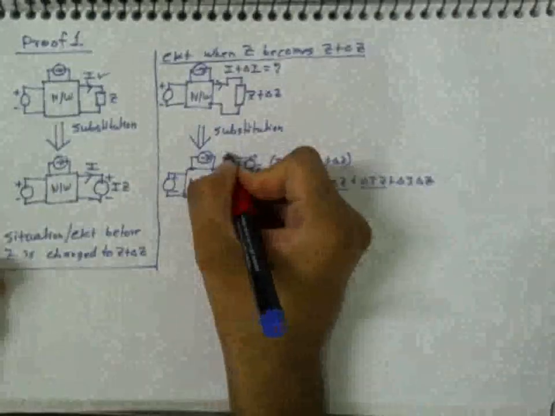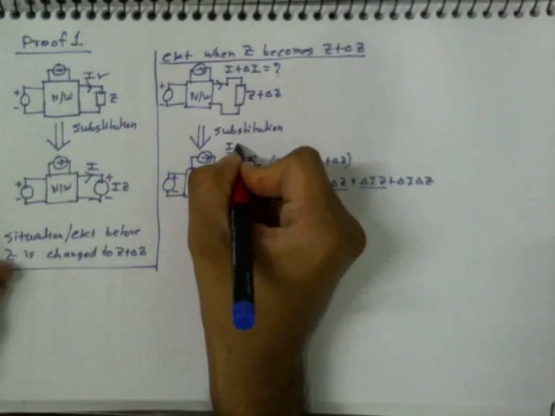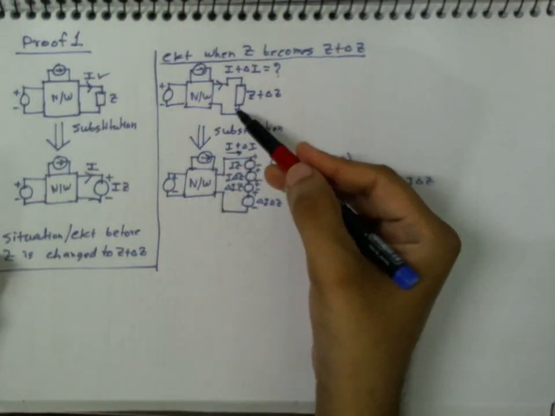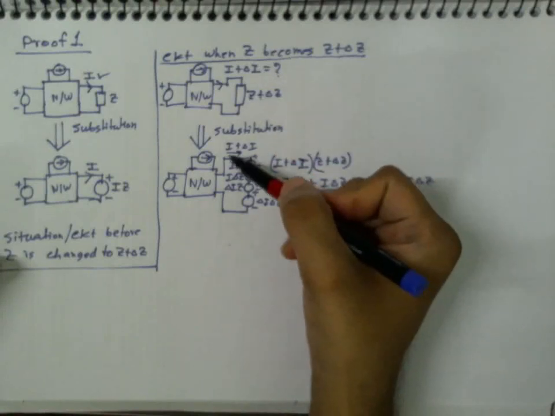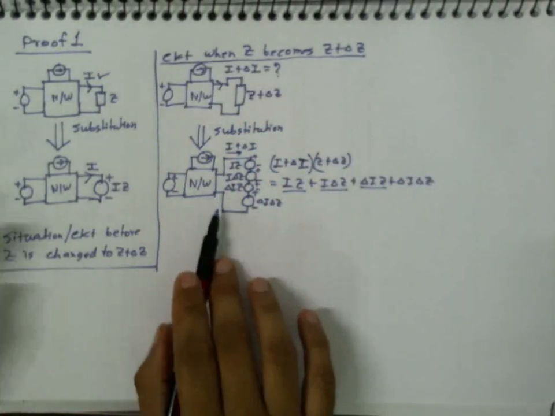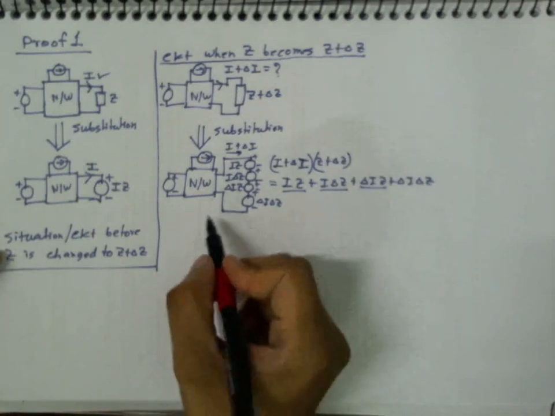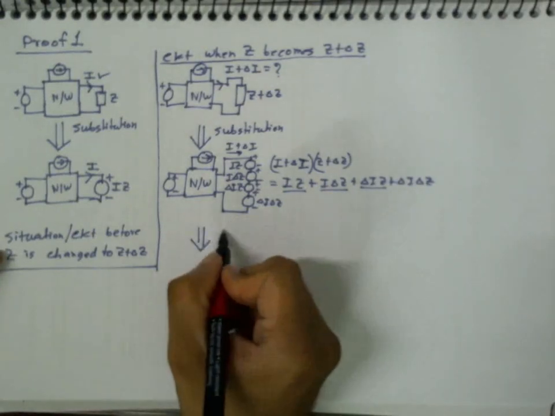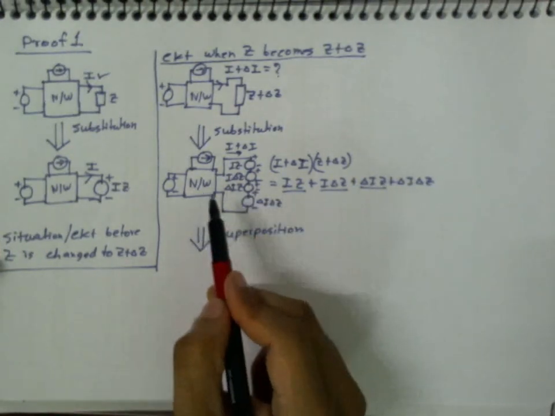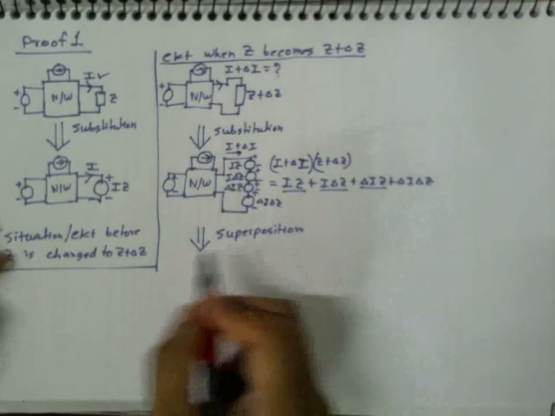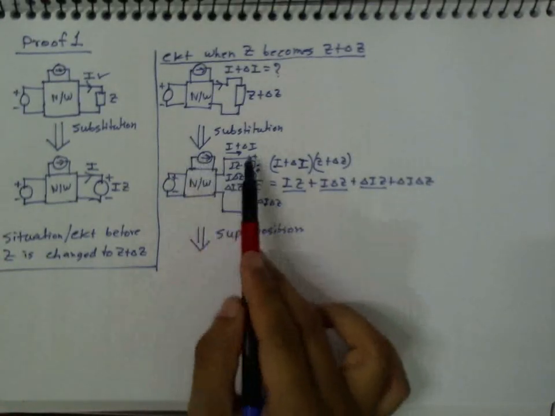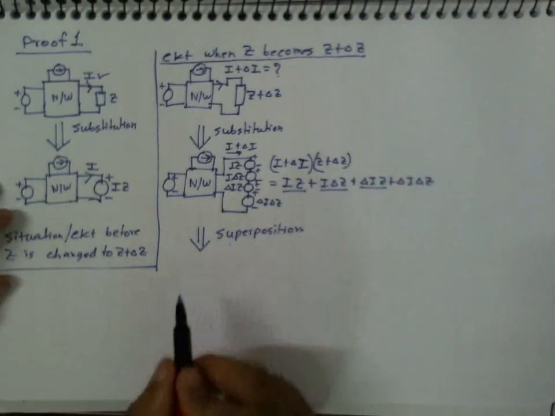Now what will be the current here? According to the substitution theorem, it is I plus delta I. If I solve this circuit instead of the original one, I should get the same current, I plus delta I. So I have to solve this one. What I will do is apply the superposition theorem on top of this circuit, applying these sources one at a time or in groups.